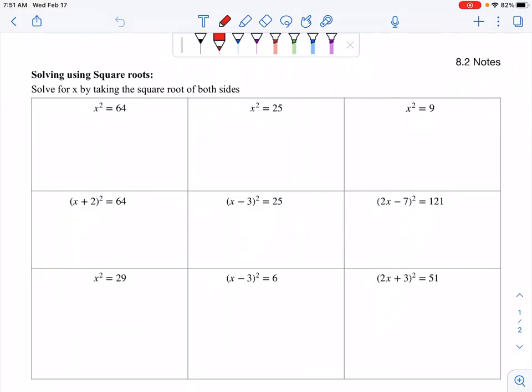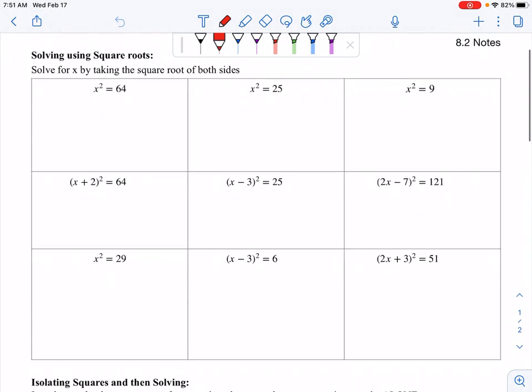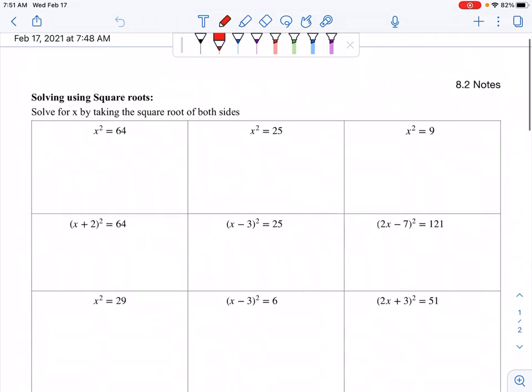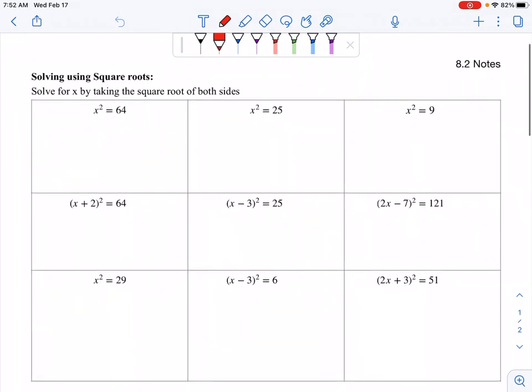All right, we're going to be working through the 8.2 notes, and essentially we're going to be using square roots to solve quadratics. So anything that has an x squared, or usually you're going to see x, but any variable to the second power is a quadratic, and we're going to be working particularly with x's as our domain.